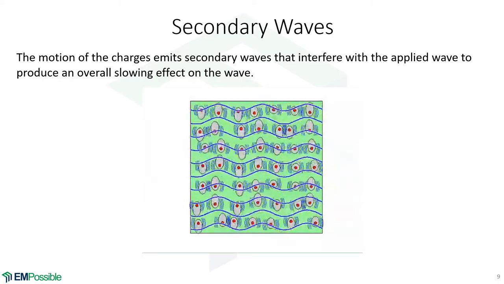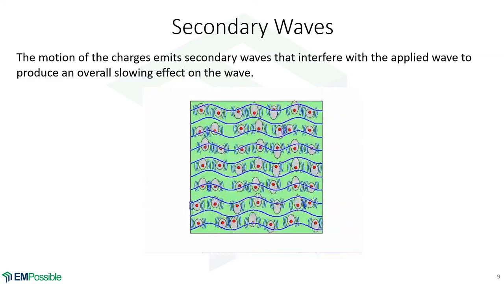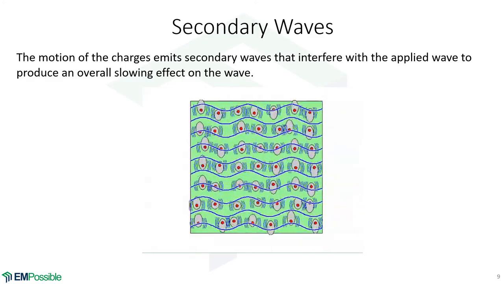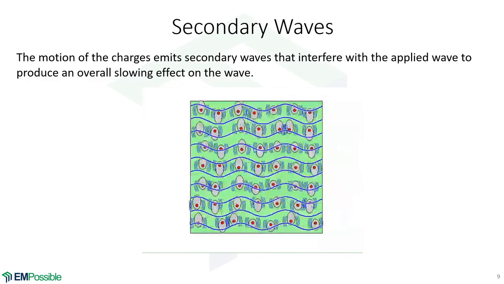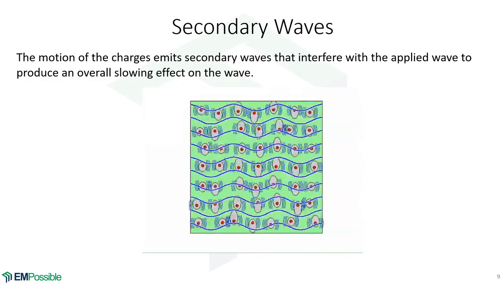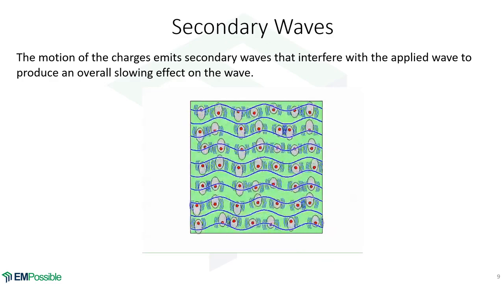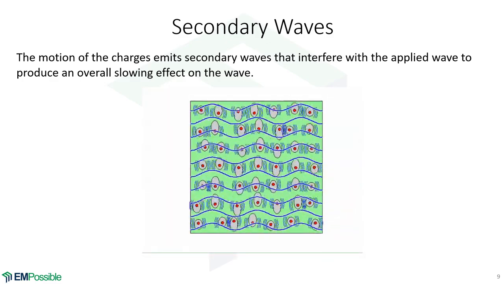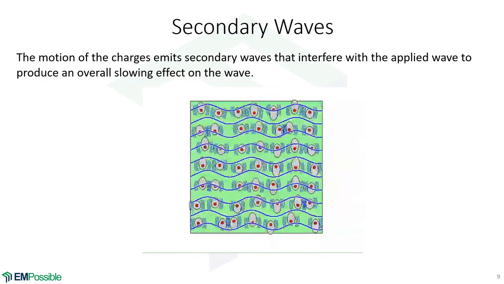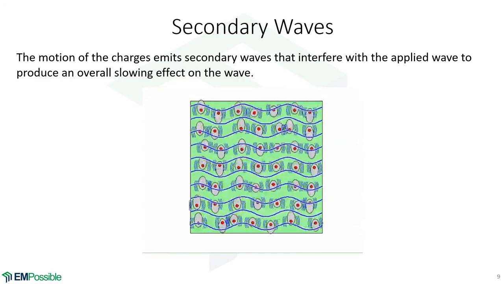And we characterize that with a refractive index. And of course, that's related to the permittivity. And that's where we're heading for all of this. But fundamentally, at the atomic scale, the fields are pushing charges around. Those charges are radiating waves. And those little tiny secondary waves are combining with the applied wave out of phase to produce everything that we see.